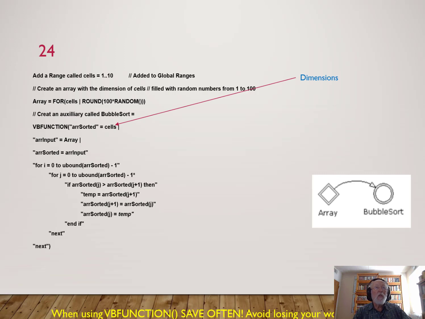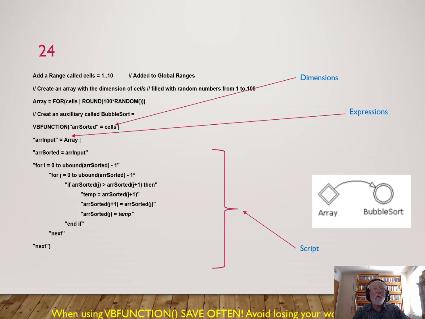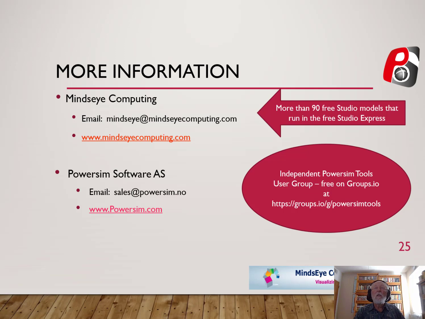So there's my dimension for my output. It's cells 1 through 10. There's my input. And there's the actual script. I've got a delimiter here to end the script, this parenthesis, and a parenthesis here to start the script. I added here the delimiters. All right. Gosh, that's the end of this.